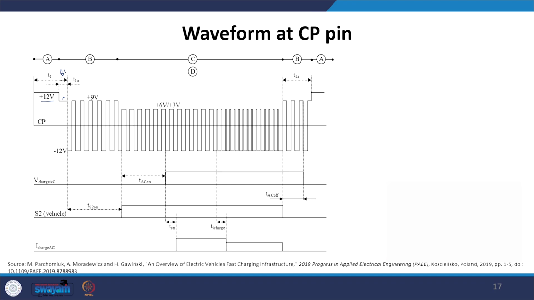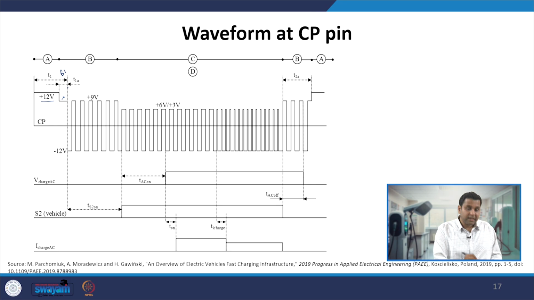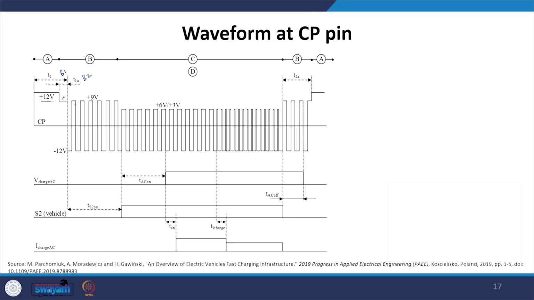Now, once the charging enters the B1 state, after T1, after some time the PWM gets activated. That is when the charging enters the B2 state, and once it is in the B2 state, a plus 9 volt and minus 12 volt PWM appears across the control pilot, and the duty ratio will tell the vehicle the maximum current which it can demand. After T S2 on period, the S2 switch is turned on by the EV. The S2 switch gets turned on inside the vehicle. As a result, if the PWM is activated, the vehicle enters the C2 state or D state.